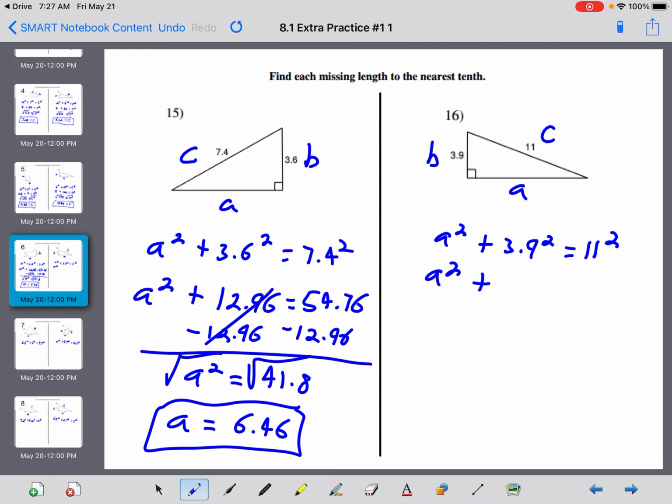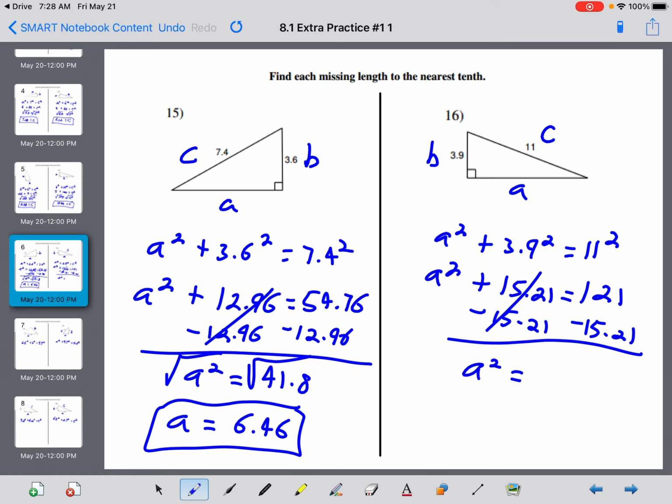All right, again, looking for a squared. 3.9 squared is 15.21. 11 squared is 121. And you're going to subtract 15.21 on both sides. A squared equals 121 minus 15.21, which is 105.79. Take the square root of both sides, and A equals 10.28.